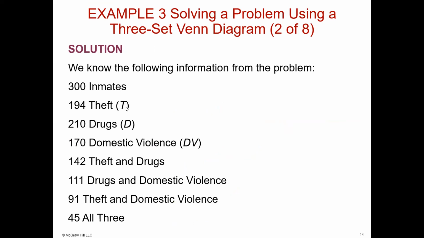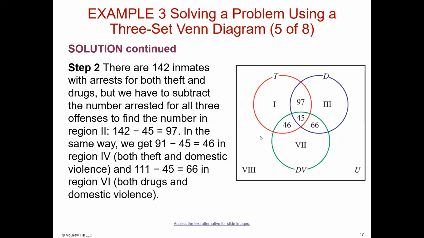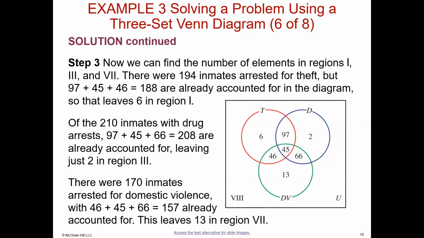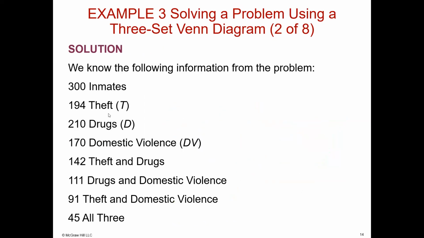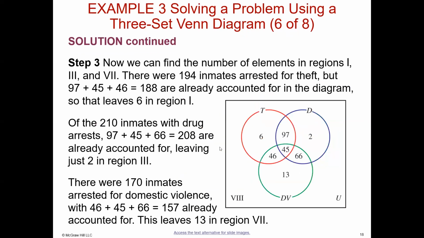194 theft. Of the 194 in theft, how many have been accounted for already? 46, 45, and 97. Add 46, 45, and 97 together, and then subtract that from 194. 188 is the total of those 3. So what's 194 minus 188? That gives you 6.